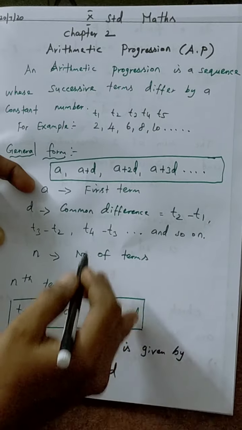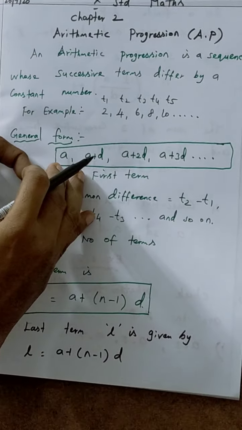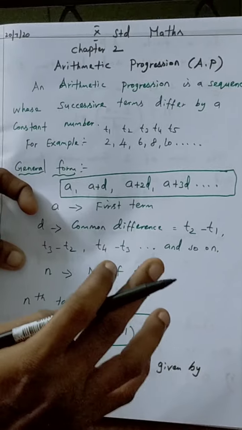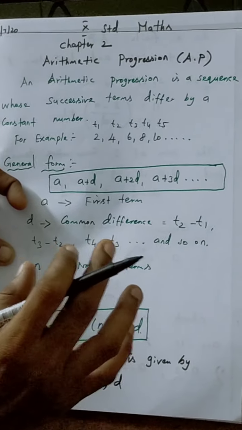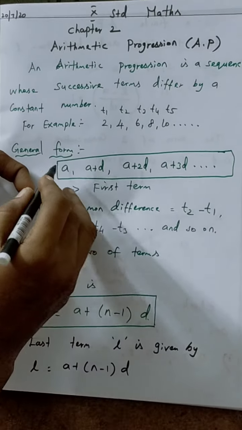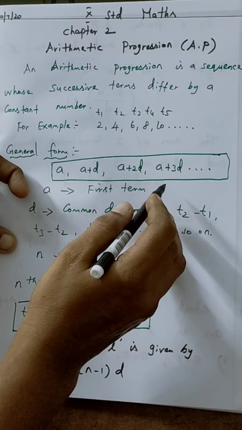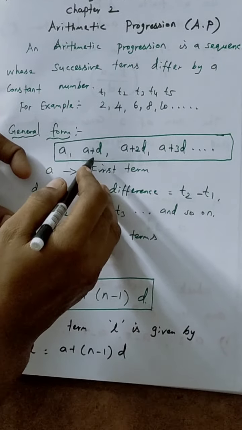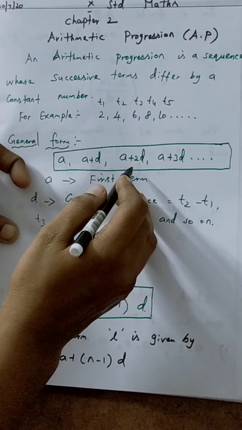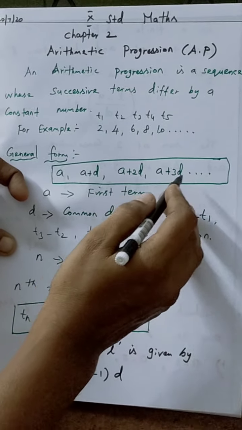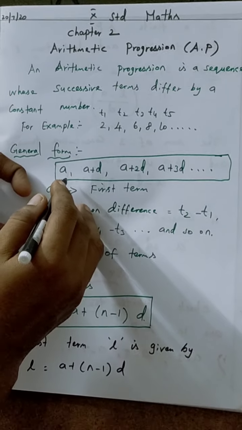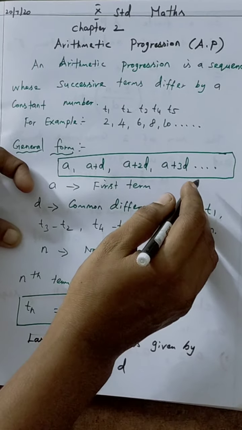And then the general form: suppose the first term and the common difference are given, you find the sequence. If such a question is given, you apply the general form and find the values. So applying the general form means a, then the second term is a plus d, the next is a plus 2d, a plus 3d, and so on to find the sequence. So you apply the general form and then find the sequence.